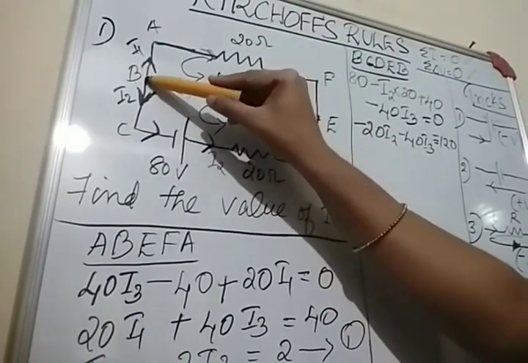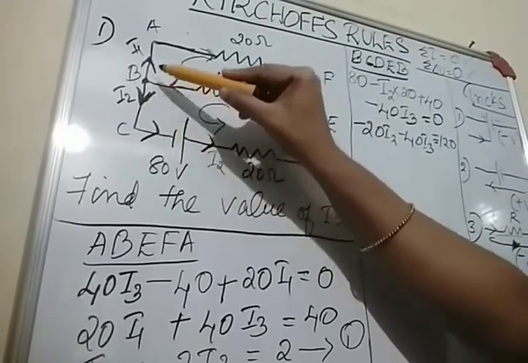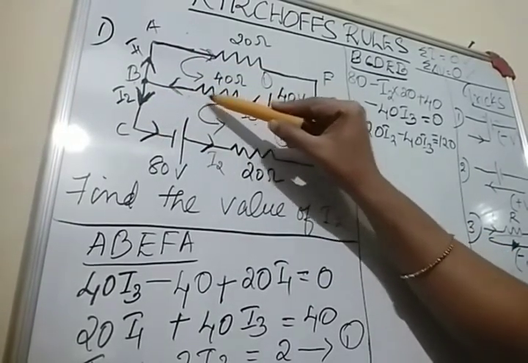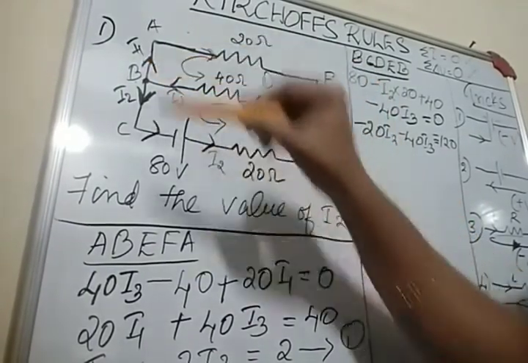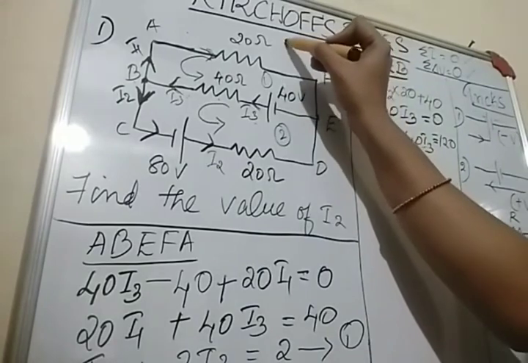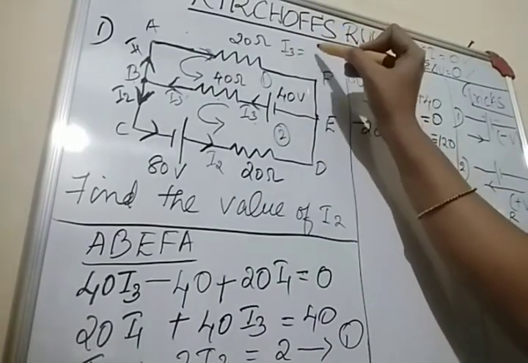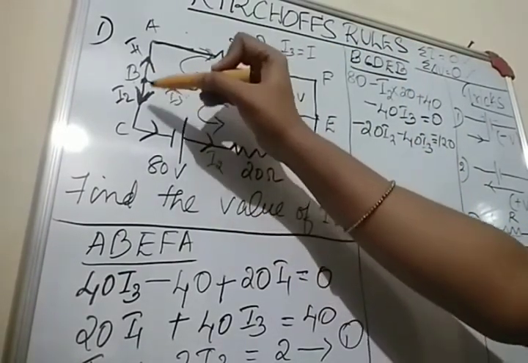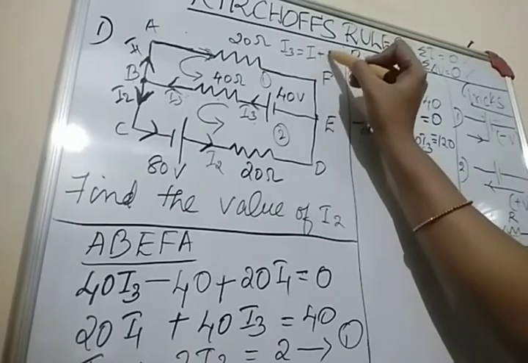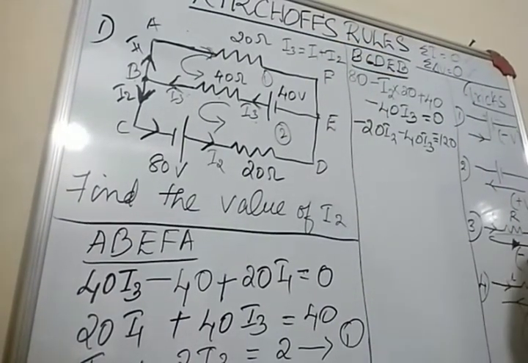So when we consider this junction B, I1 and I2 currents are leaving the junction, but at the same time the current I3 is entering into the junction. So can we write like this? The current I3, that is current entering the junction, is equal to the total current leaving the junction, I1 plus I2. So we can write I3 is equal to I1 plus I2.